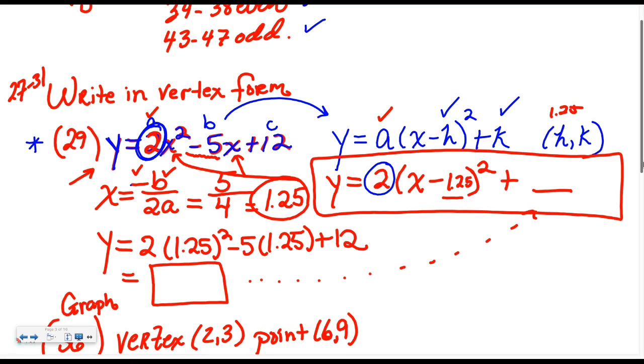To get the x value, I used the formula opposite of b over twice a. I grabbed those numbers from up above. It was the opposite of -5 over 2 times 2. I made that a 1.25, and it went in right here for the x value of the vertex. Then to get the y value, all I did was plug the x in to the model.